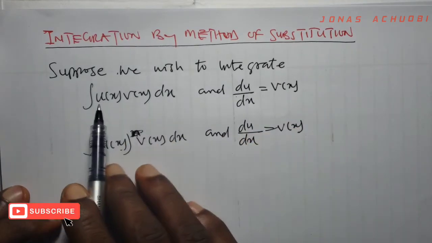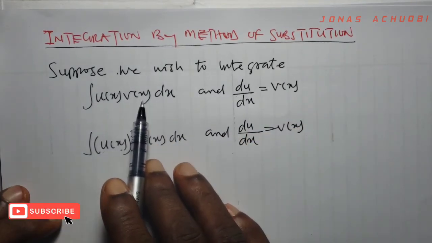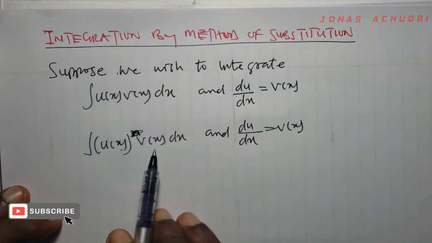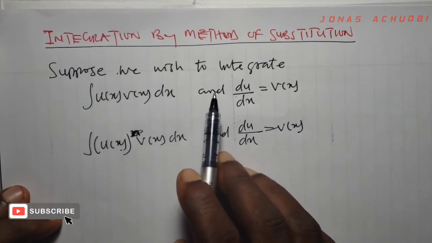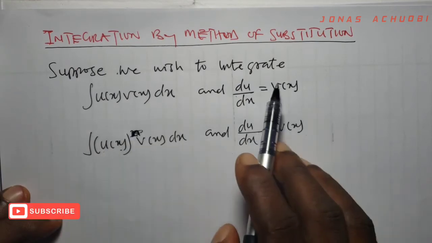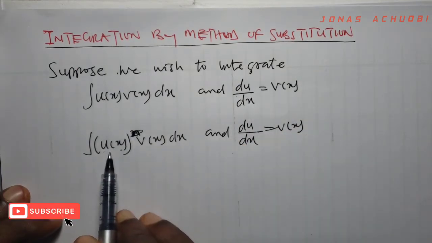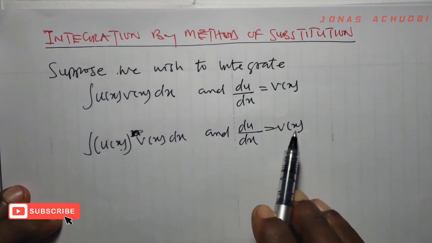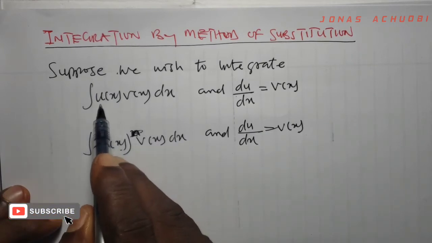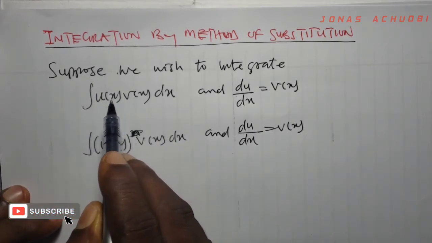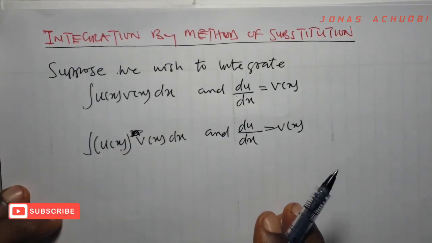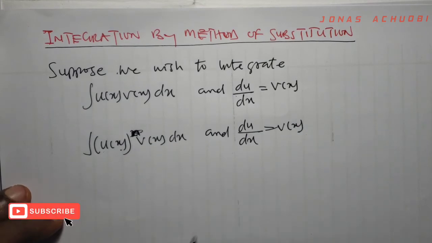Suppose we wish to integrate the integral of u(x)v(x) dx, and the second integral is the integral of u(x) raised to the power n times v(x) dx. Once we notice that the derivative of u(x) is v(x), in this second case we also notice that the derivative of u(x) is v(x). Then this method can be applied. What are we saying in essence? Once we notice that the derivative of one of these functions is the other function, then this method can be applied. Let us take an example to clarify what we are really saying.